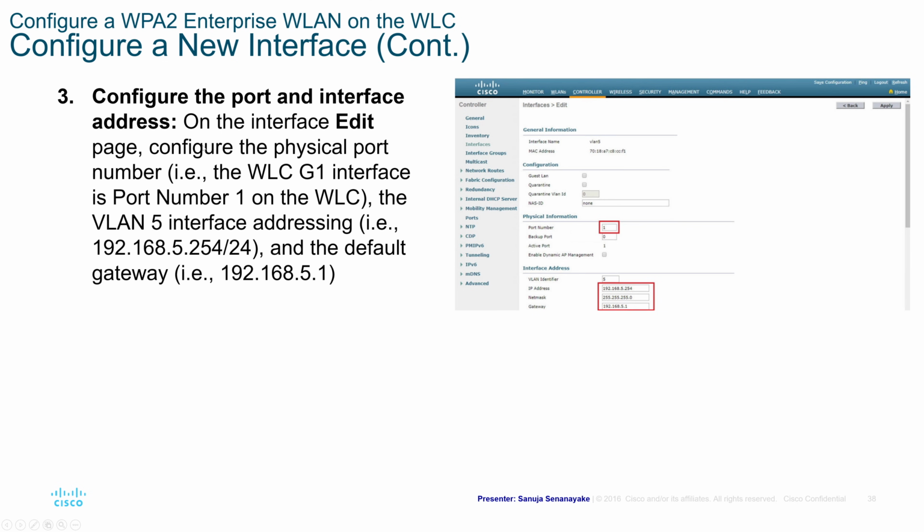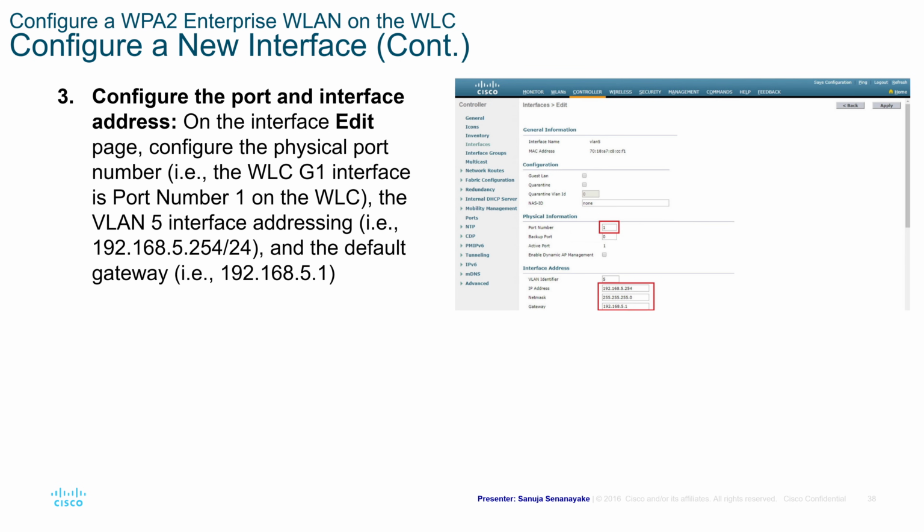Next thing we're going to do is to configure the port and the interface address. On the interface edit page, configure the physical port number. For example, WLC G1 interface is port number 1 on the WLC. The WLAN 5 interface addressing, in this case, is 192.168.5.254/24, and the default gateway 192.168.5.1. So these are all configured right here under the interface edit options.